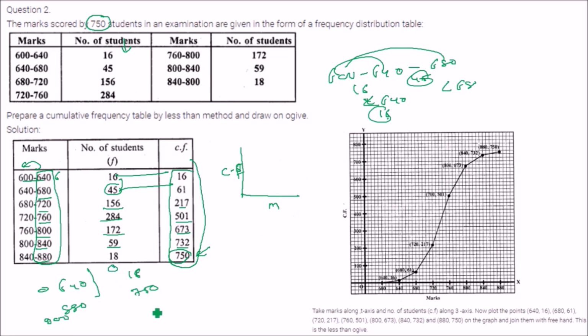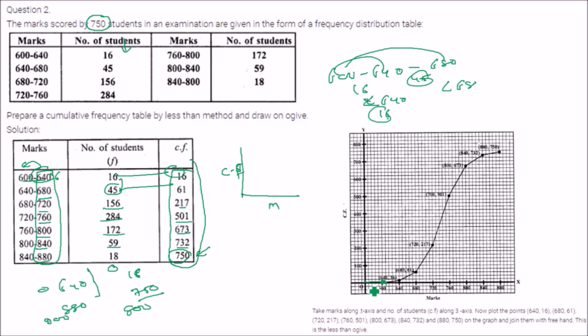Here the minimum is 16, so we can again start from 0. 750 is higher, so let us go up to 800 because a difference of 50 is better. Always take 50, 100, 10, 5 like this. So let us plot the points. The points are 640 and 16. Say 640 is this one, and 16 will be somewhere here.